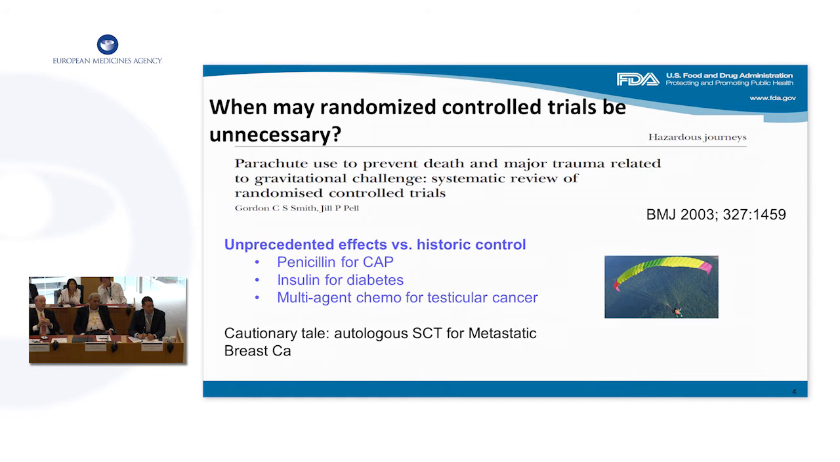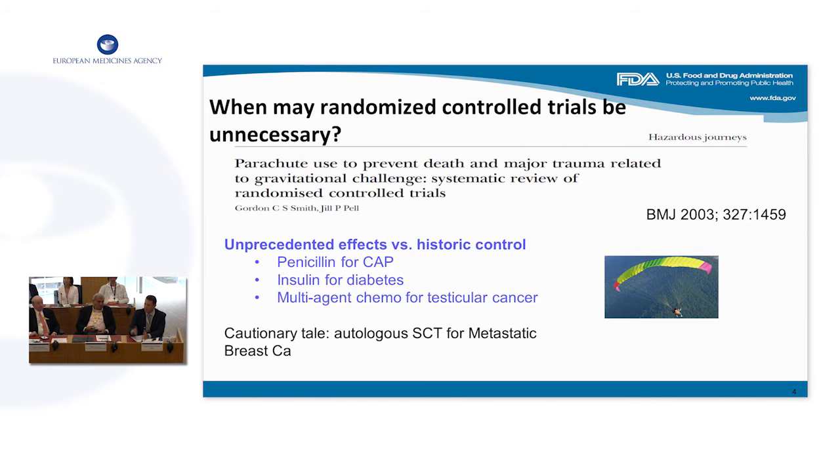You've seen this parachute test numerous times, so I won't belabor the point, but throughout medicine, when we see unprecedented effects versus historic control, we don't need a randomized controlled trial. One example that hasn't been brought up yet was multi-agent chemotherapy for testicular cancer, 70% complete response rate, cure rate models versus a contemporaneous control. That was enough to satisfy both regulators, payers, the field, that obviously this is an effective regimen.